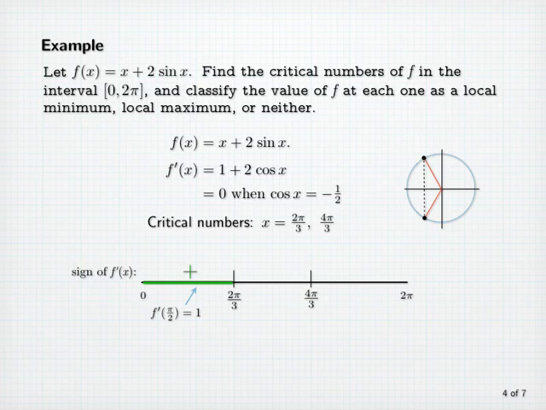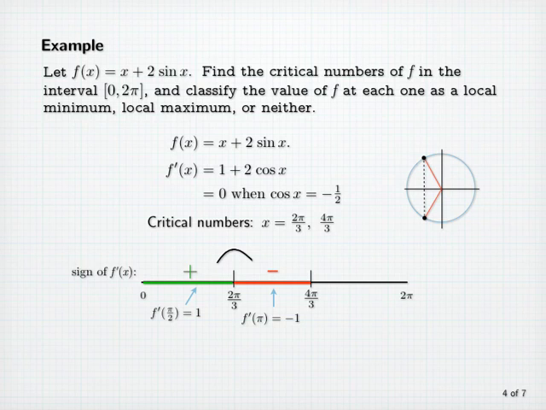We can use pi as a test point between 2/3 pi and 4/3 pi. F prime of pi is 1 plus 2 times cosine of pi, and cosine of pi is negative 1, so f prime of pi is 1 minus 2 equals negative 1. And so we conclude that f prime of x must be negative between 2/3 pi and 4/3 pi. So we can already see that f of x is increasing on the left of 2/3 pi and decreasing on the right of 2/3 pi, and so its value there is a local maximum.